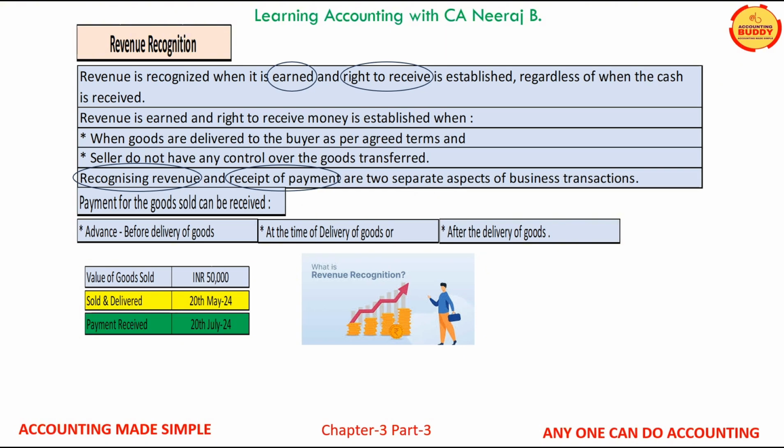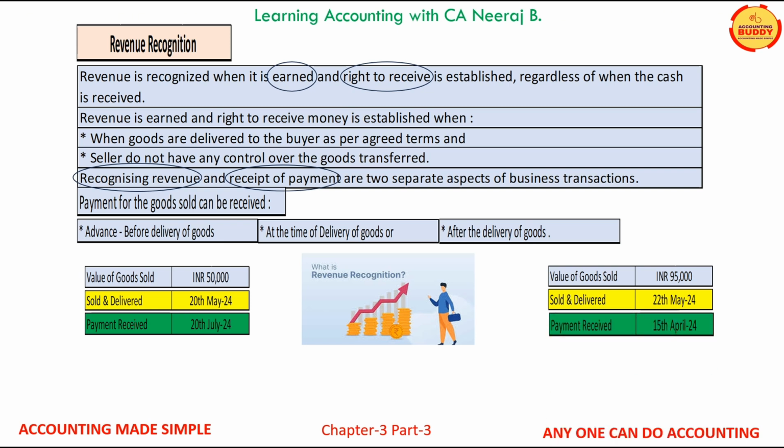Let us take another example. If the value of the goods sold is INR 95,000 and the goods are sold and delivered on 22nd of May 2024, however, the payment was received on 15th of April 2024, that is before the delivery of the goods.